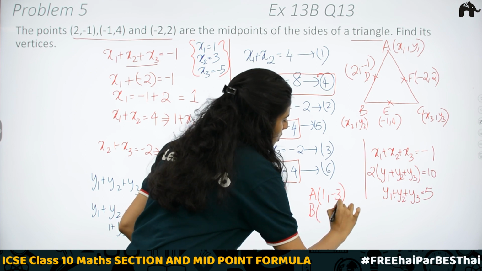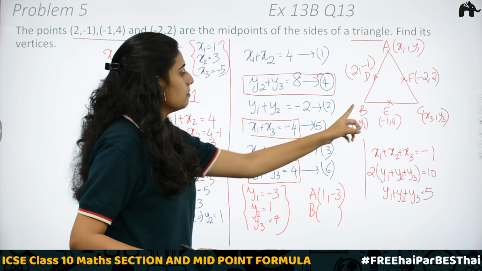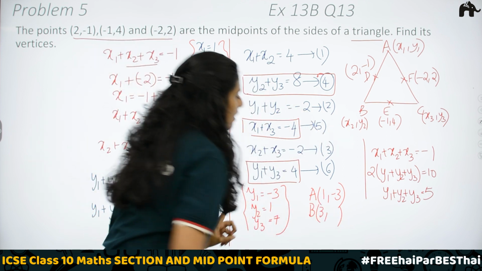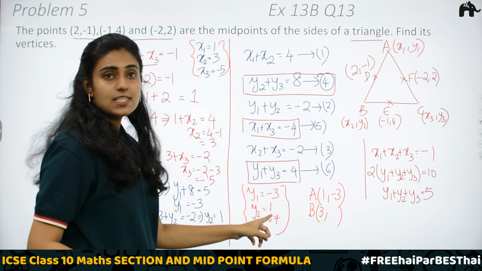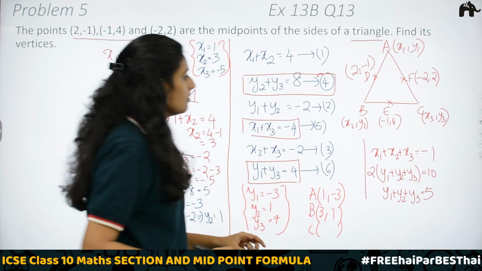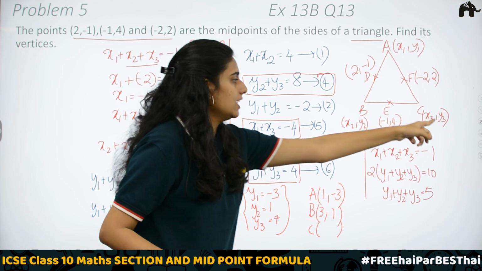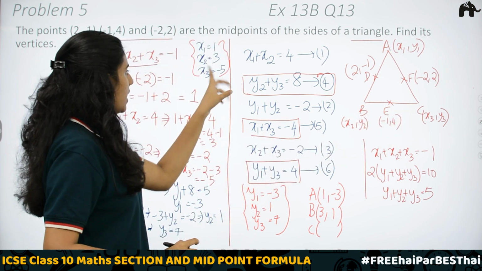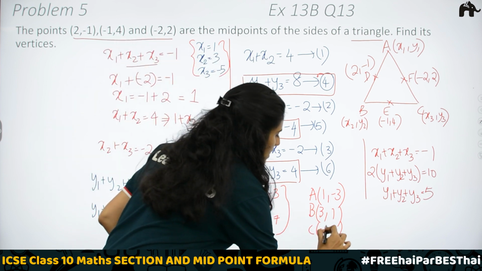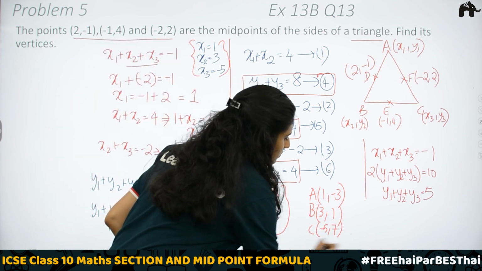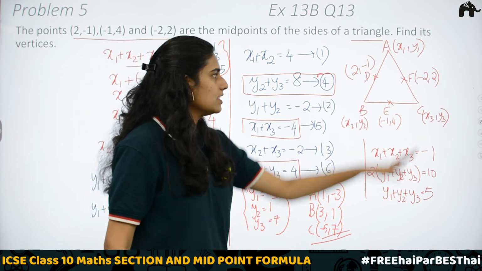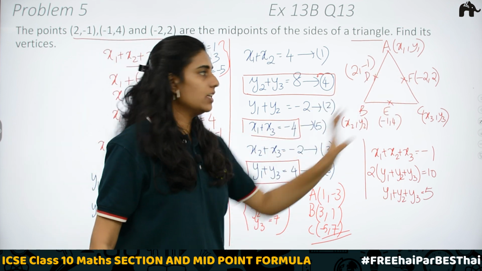B, coordinates of point B. Here B, x2. x2 value is 3. y2 value is 1. And C, x3, y3. x3 we have minus 5 and y3 we have 7. Minus 5, 7. Clear? These are the coordinates of triangle ABC whose midpoints are given in the question.